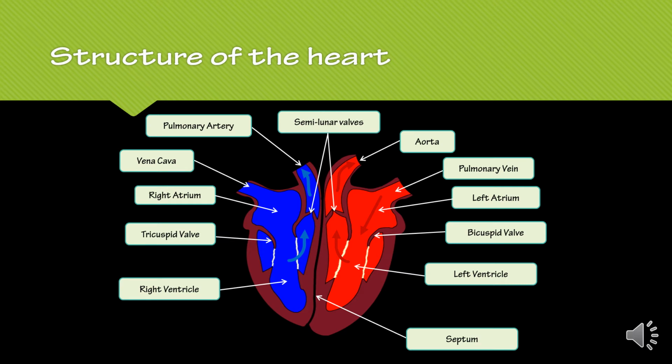And as I have mentioned, the two valves at the top are called semilunar valves, and these prevent backflow from the aorta and from the pulmonary artery back into the left and right ventricle. So they're the structure of the heart, and you need to be able to identify these to describe how it works.